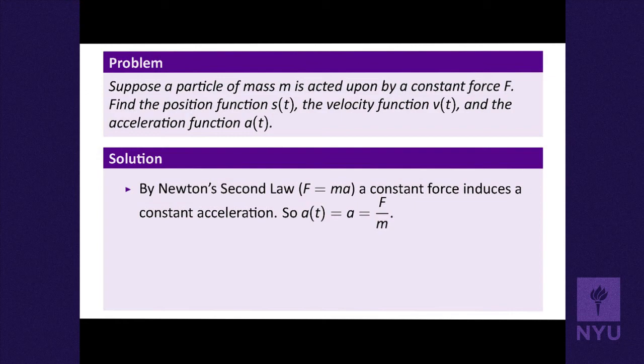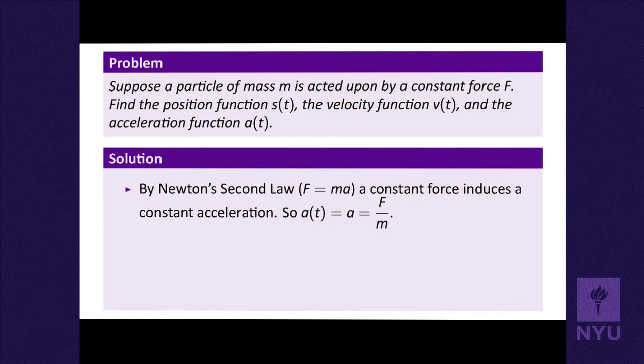Let's think about constant force and the motion which arises from acting on a particle with that force. Okay. So a particle is acted upon by a constant force. Find the position and the velocity and the acceleration. Well, Newton's second law is that force is mass times acceleration. By the way, he didn't write it down that way. He said force is the derivative of momentum. Okay, momentum is mass times velocity. So a constant force induces a constant acceleration.